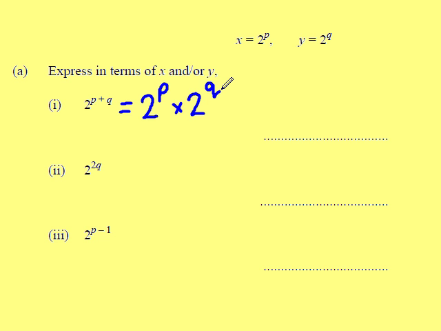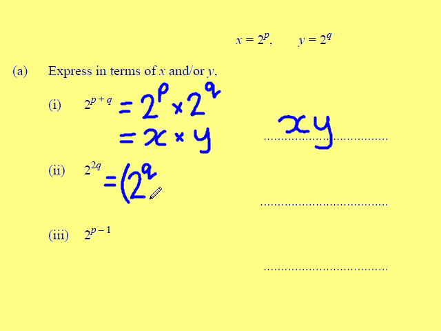In this actual fact here, we know x is 2 to the power of p and y is 2 to the power of q. So my final answer will be x times y. On part 2, we only have 2 to the power of 2q. So what I'm going to do is separate that out as 2 to the power of q all squared, and we know 2 to the power of q is y, and when I square that, I'll get the expression I'm looking for, y squared.